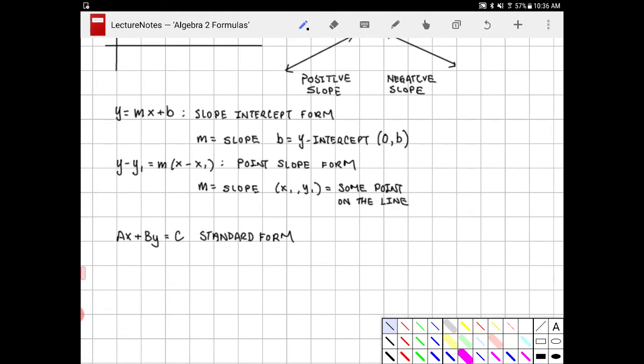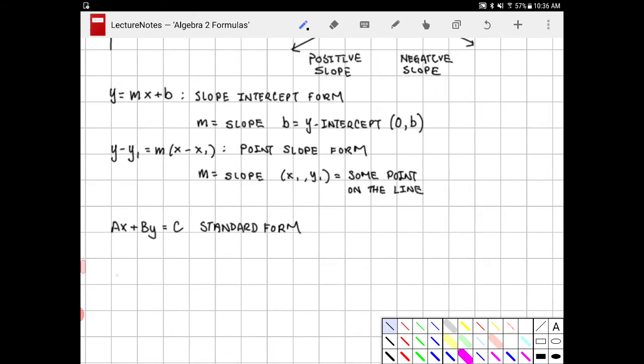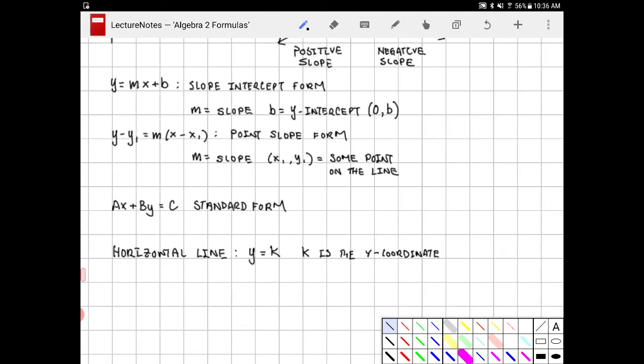When we're writing the equation of, let's say, a horizontal line, so to write the equation of a horizontal line, what we do is we say it's y is equal to k, okay, where k is the y coordinate the horizontal line passes through.